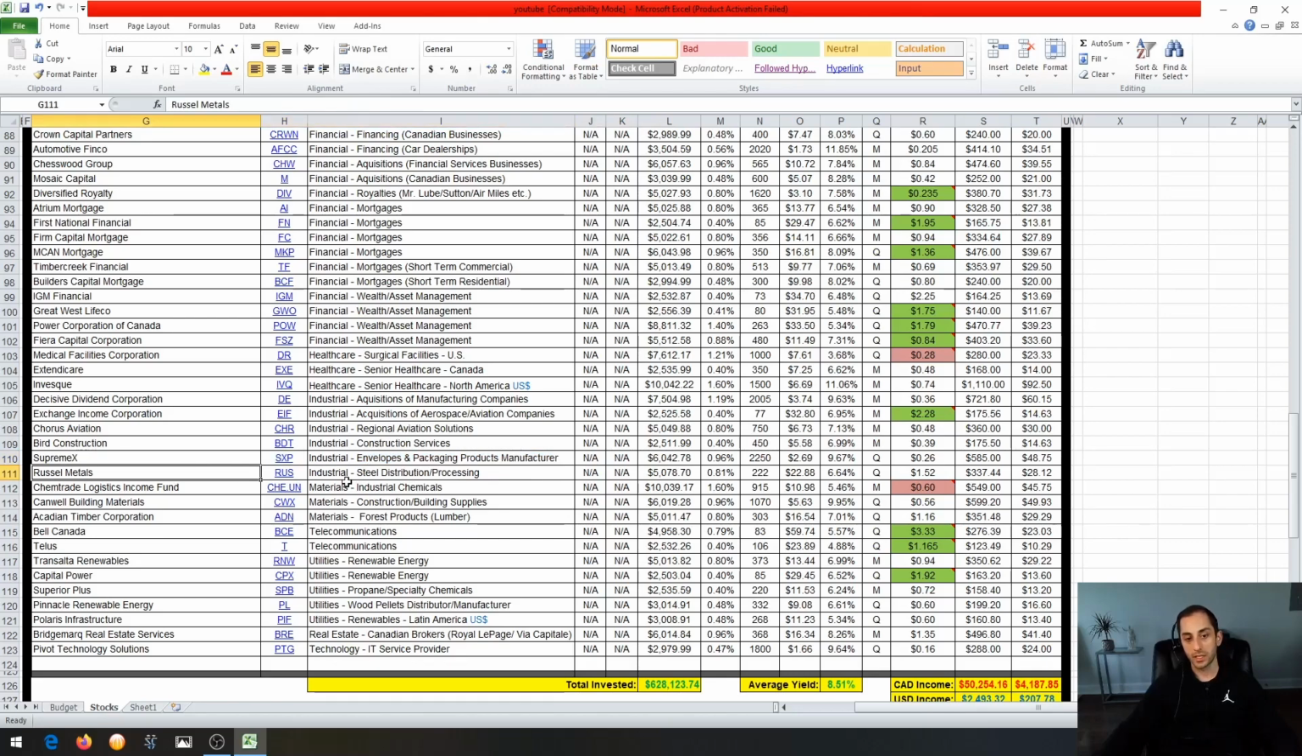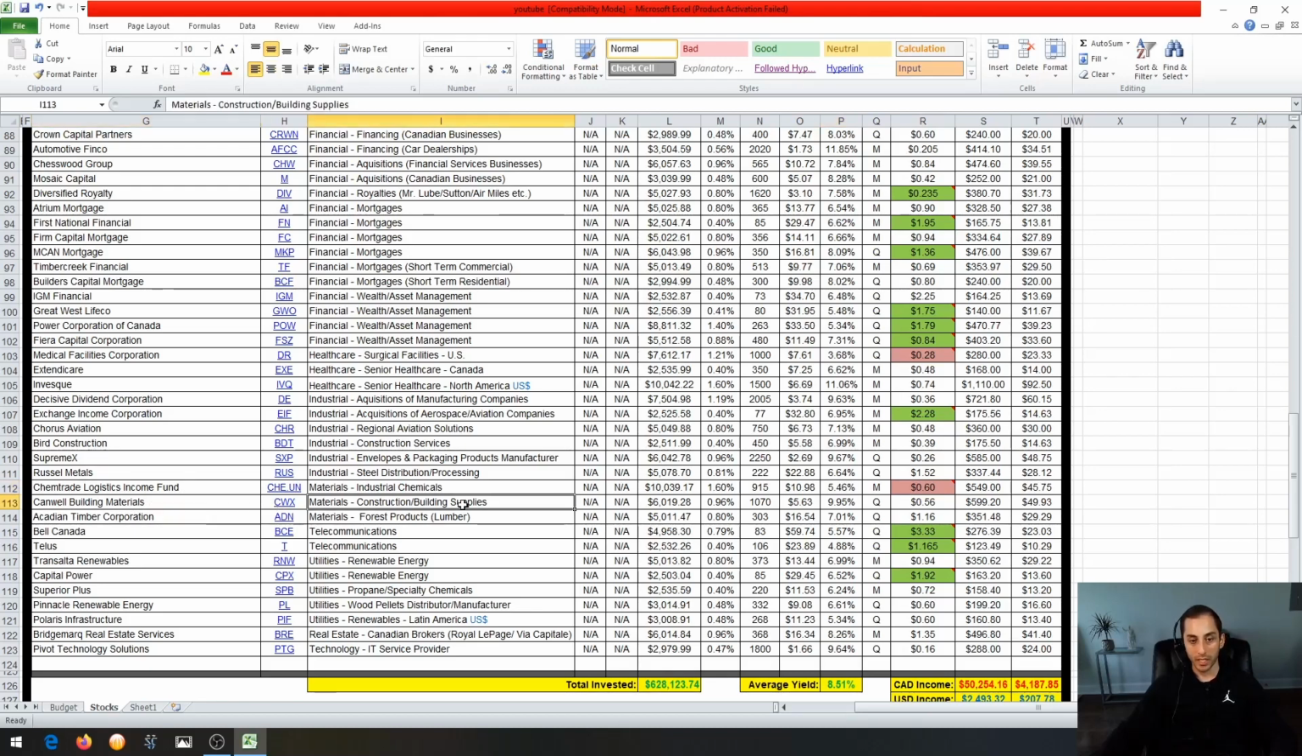Russell's Metals is a steel distributor and processing giant, so they deal with anything to do with steel. Chemtrade Logistics Income Fund. So this also is an individual business, but technically an income fund or an income trust. That's why there's the .UN, and they deal with industrial chemicals. They have a long, long history of providing a good monthly dividend. Unfortunately, they cut it in half recently, they say because of uncertainty from COVID-19. So I have a feeling they might increase this one back. But as you can see, even with the dividend cut, I'm making over 5%, which is not bad.